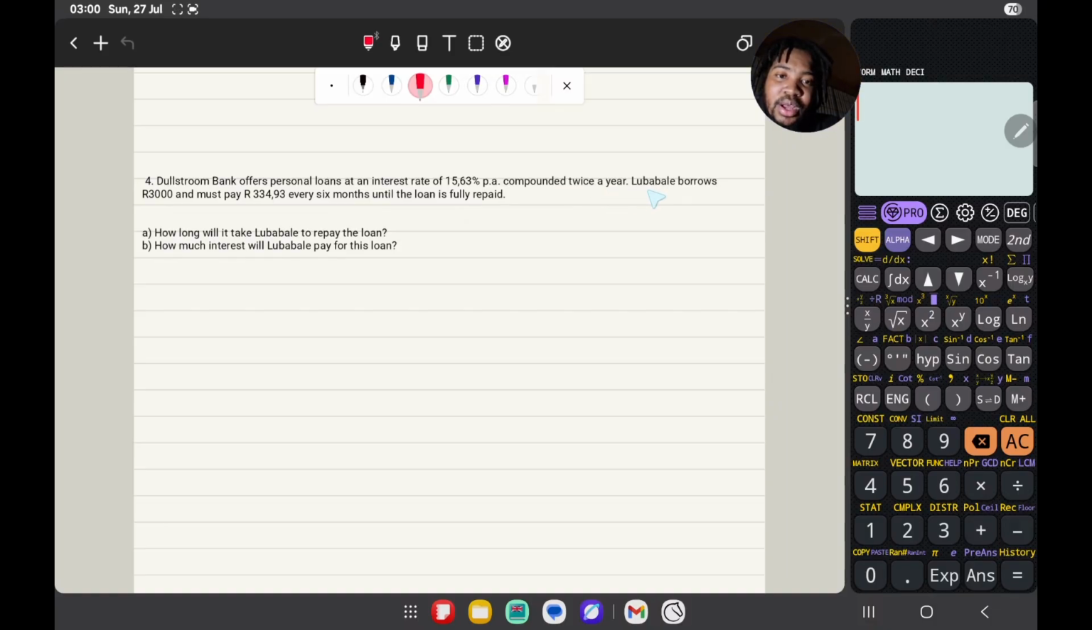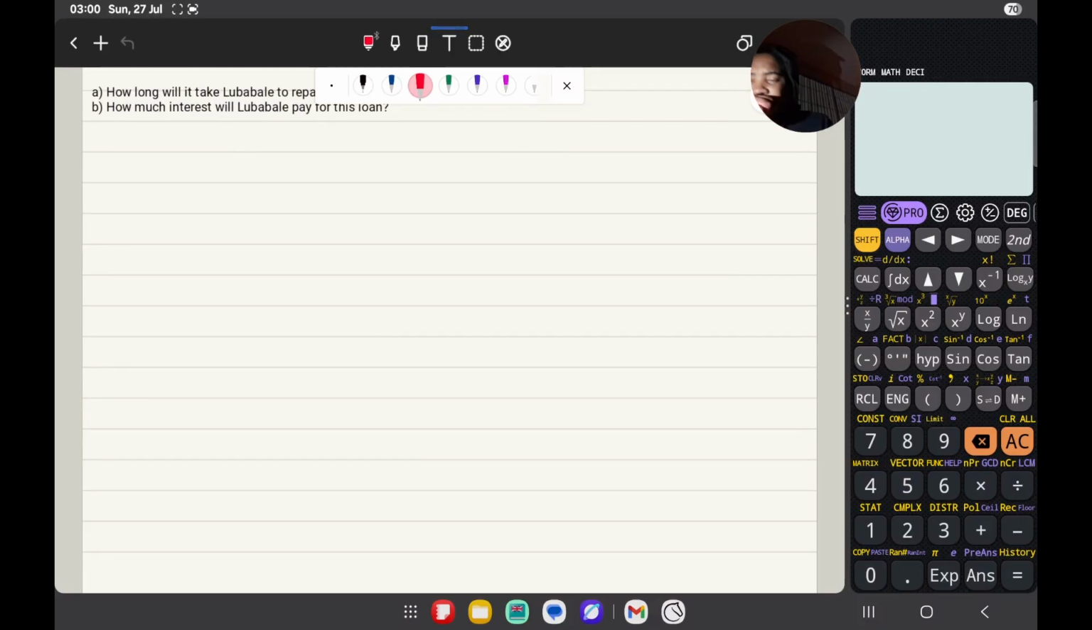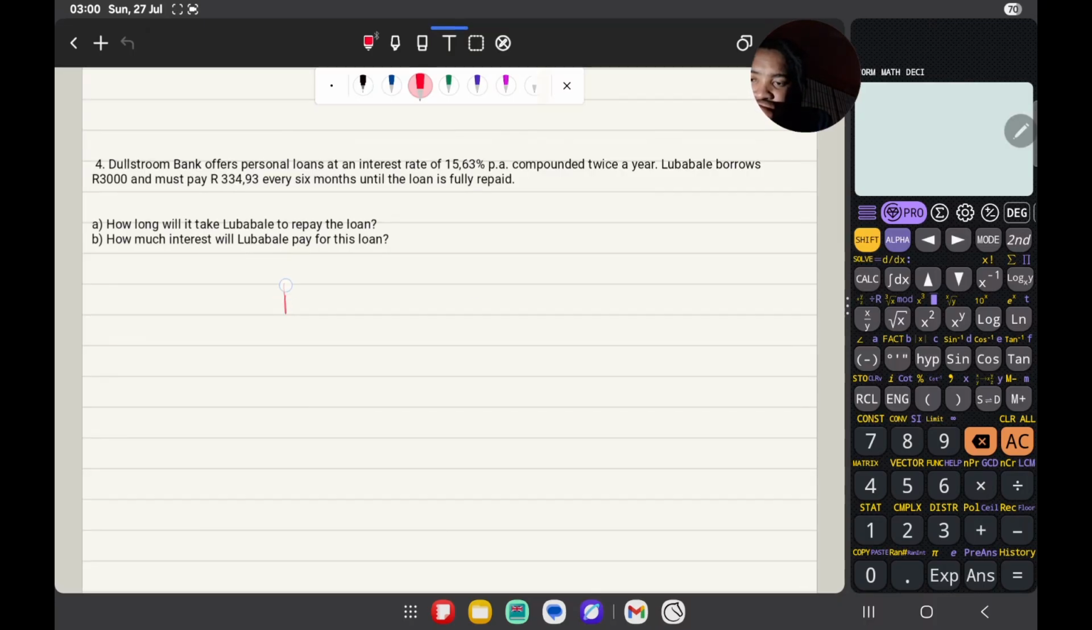And then so Luba. So Luba borrows 3,000, and they must pay 334 rand every 6 months, right? Until the loan is fully paid. Then the question is, how long will it take to repay the loan? So the formula.